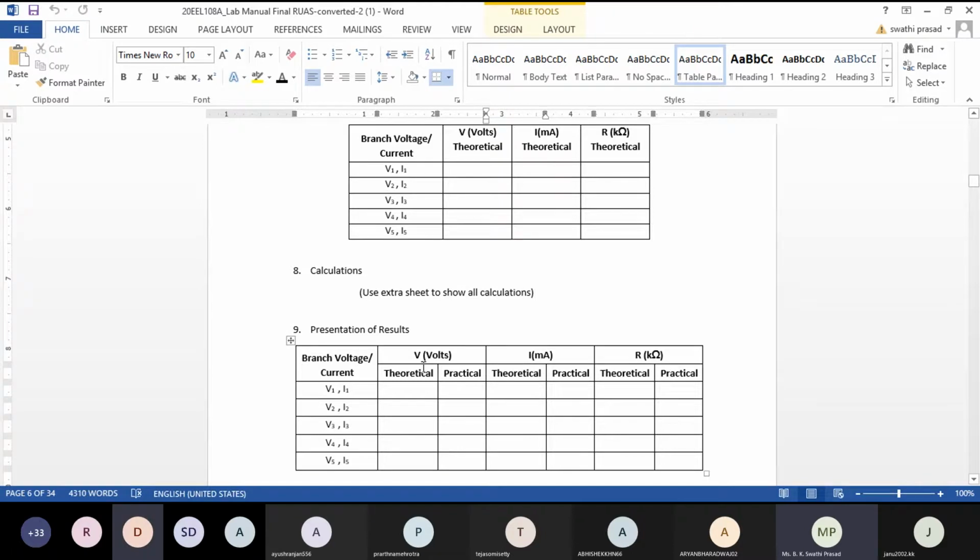Yes, ma'am. The voltage drop is also given here, because voltage is defined by I into R, correct? So if I and R change, obviously the voltage will also change. Hence, they have given you the tabular column for theoretical and practical values. This is what you have to fill in.